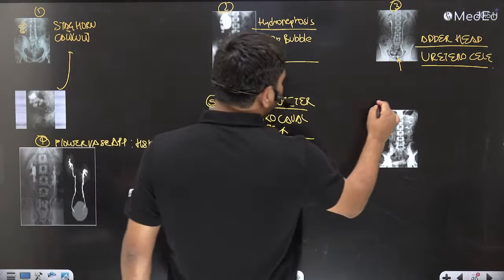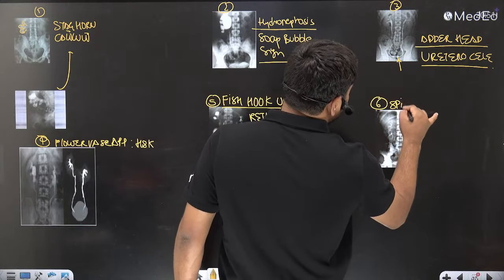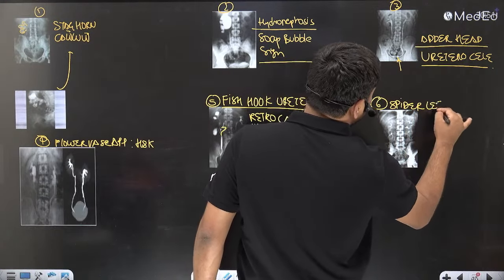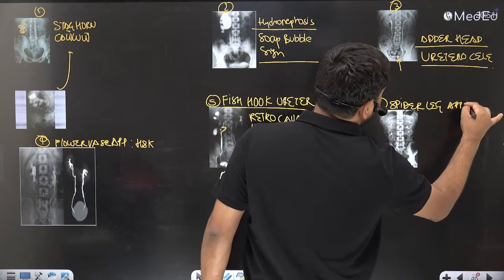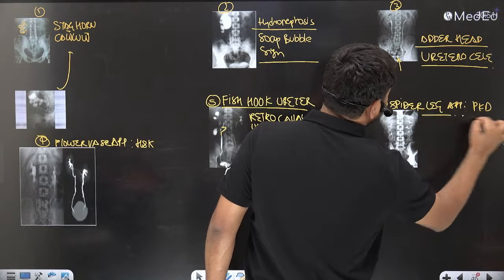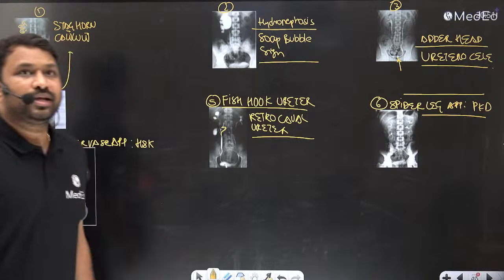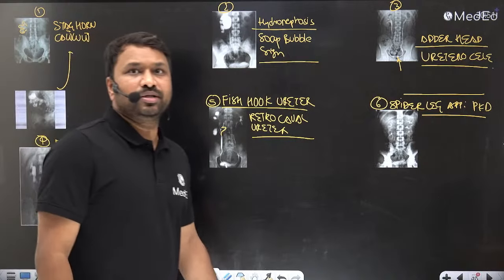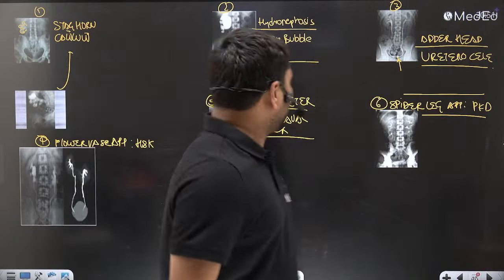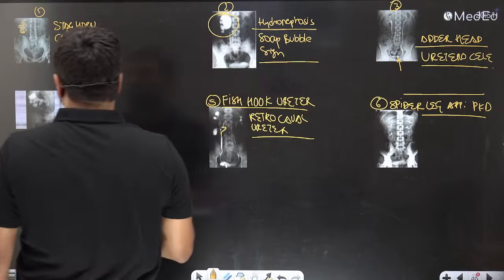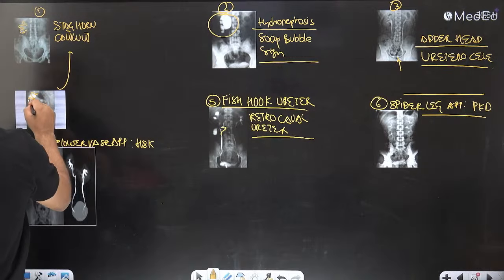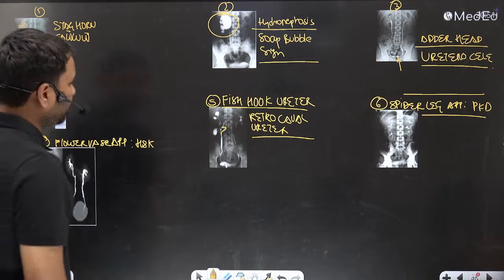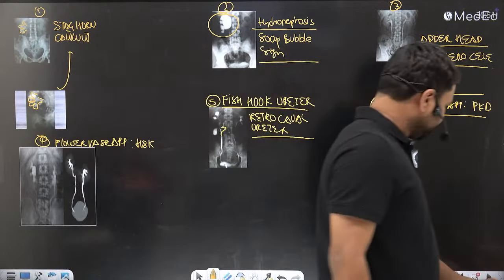This is your spider leg appearance. Now the classical spider leg appearance is seen in polycystic kidney disease, right? So these are the important components. But a hydronephrosis will have a nice bulge like this. Staghorn is more radio-opaque. It will have a more characteristic presentation like this, right? So this is your staghorn calculi.